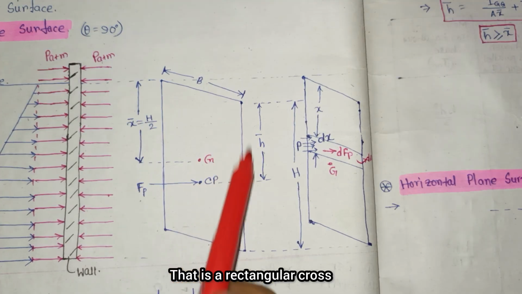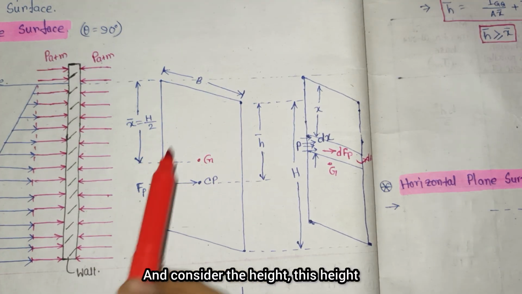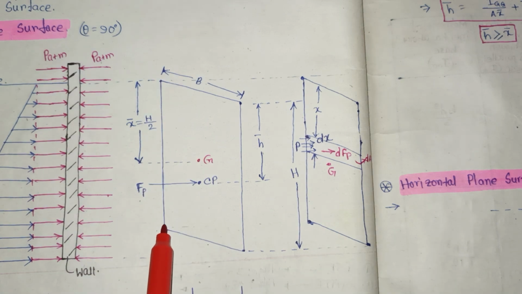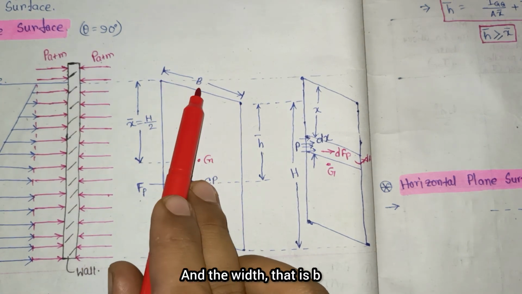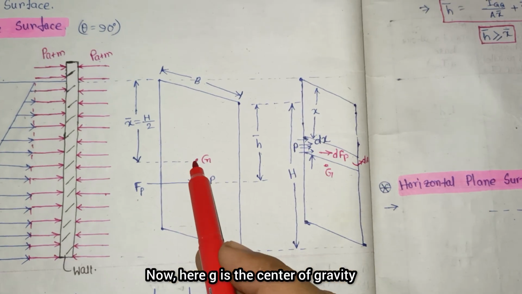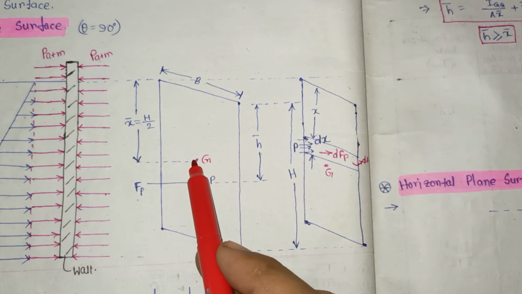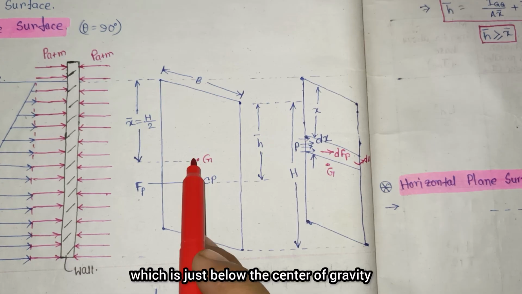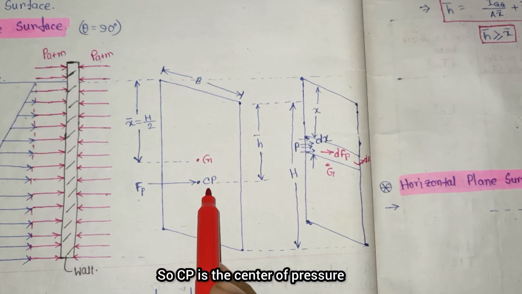Okay. So now consider this is the wall here, and the cross section is rectangular. Consider this height, that is height h, from here to here, and the width is b. Here g is the center of gravity of the plate, and cp is the center of pressure, which is just below the center of gravity.